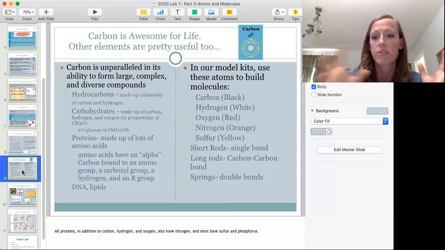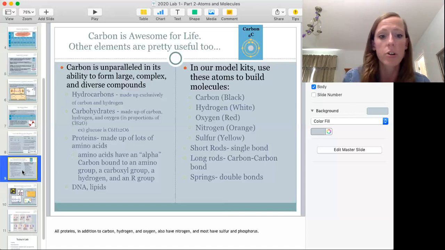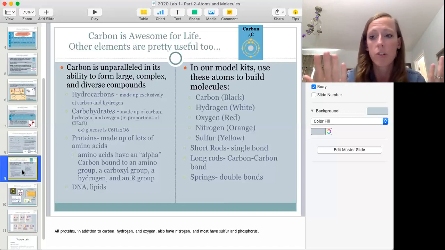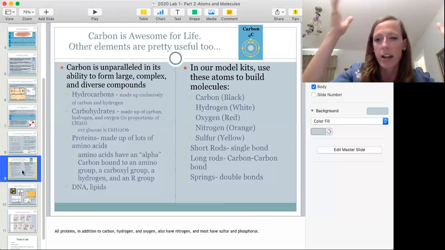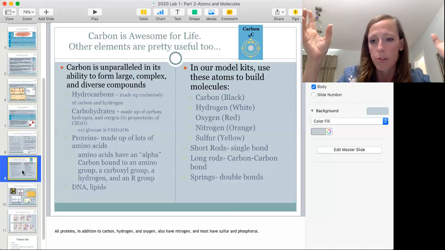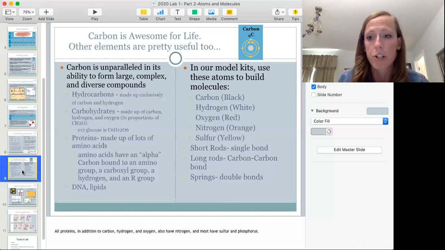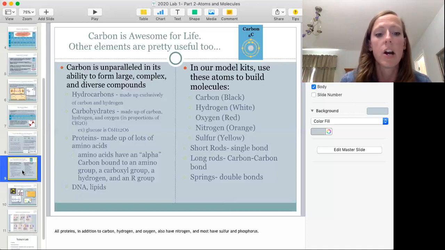So again, these are the building blocks of all of our proteins, amino acids. They've got a carboxyl group on one side, an amino group on the other side, a hydrogen, and then an R group, which can be much larger, it's kind of variable, okay? Lots of different options for that group. And then also carbon is present in DNA and lipids and lots of other macromolecules, okay?